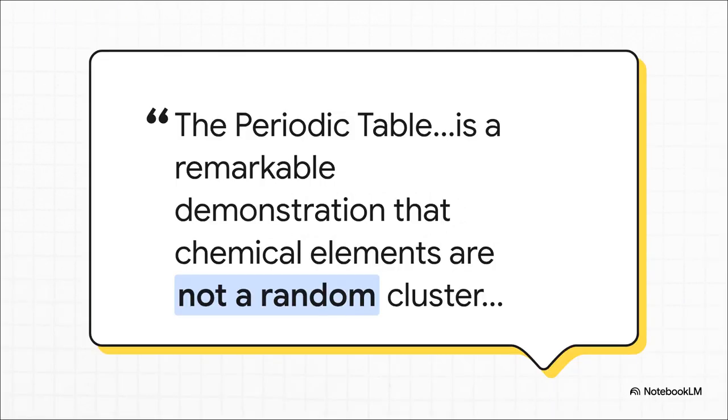Nobel laureate Glenn Seaborg absolutely nailed it. The table's real power is that it shows us a hidden order. It tells us that the building blocks of, well, everything, aren't just a random jumble. They belong together in families, and they follow a secret set of rules. And our job today is to figure out what those rules are.